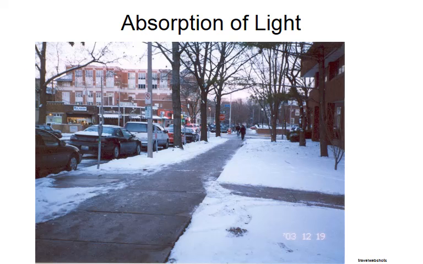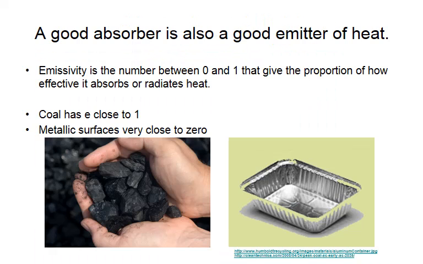Now, absorption and emission come with different surfaces on Earth. The absorption here is on the pavement, black cars, like this one. And then the white is reflecting, for the most part, even though it is absorbing some. So we know that a good absorber is also a good emitter of heat, and we look at that in terms of emissivity. So it's a number between 0 and 1. Coal is very close to 1 because it absorbs heat really well. It also emits really well. And then metallic surfaces are close to 0.